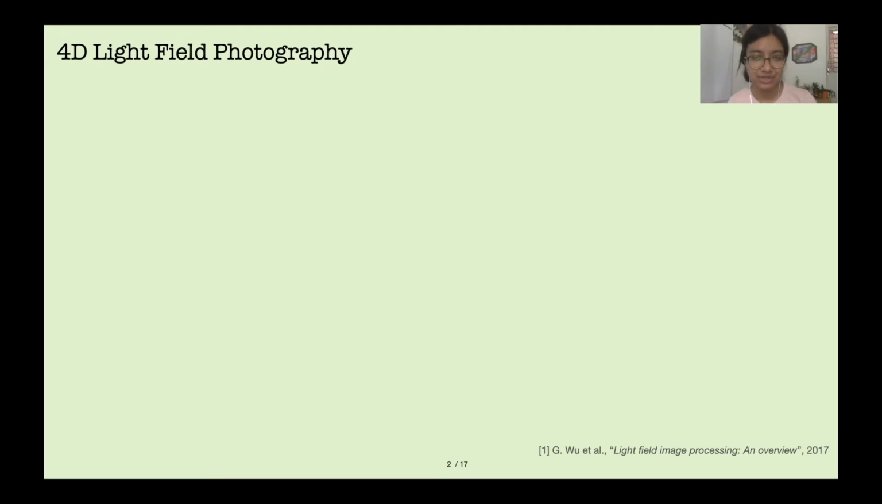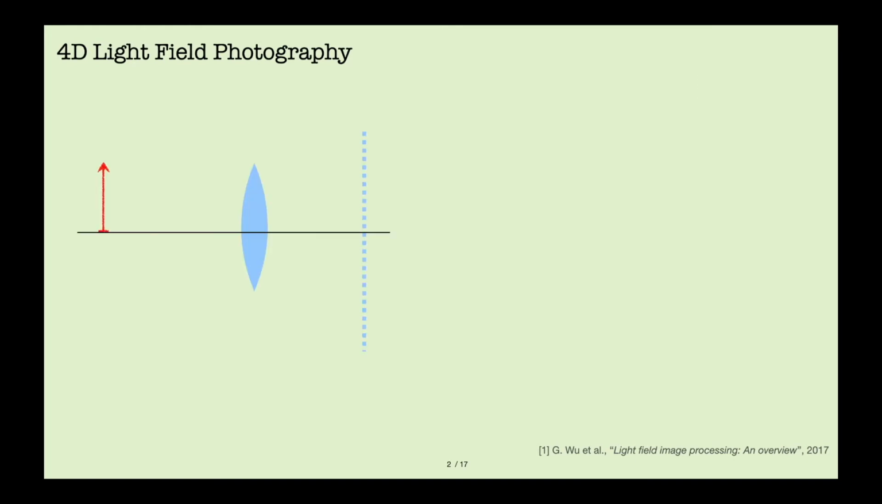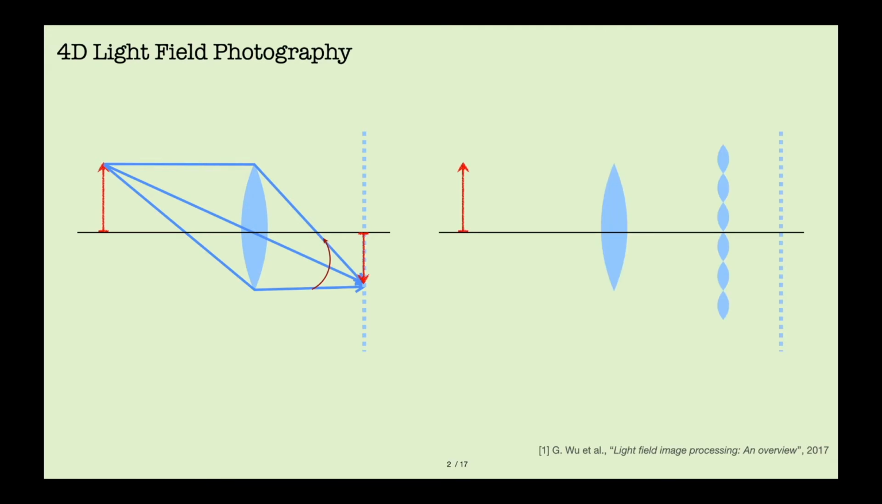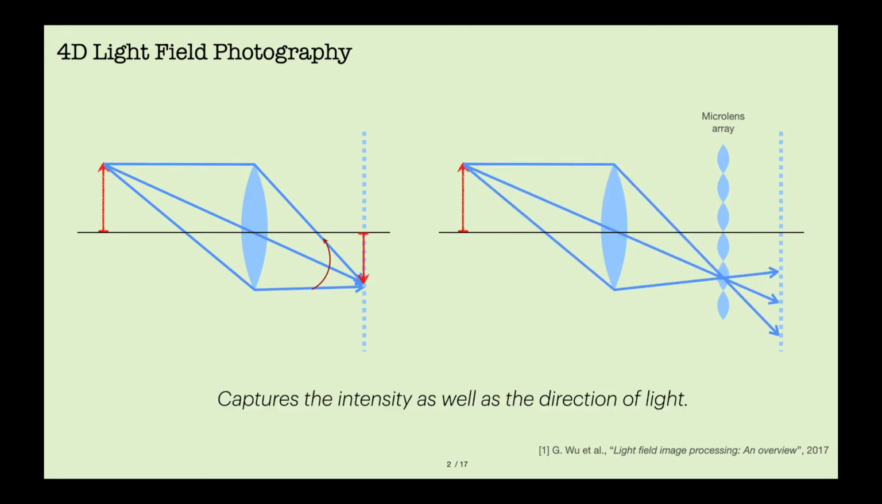The 4D light field captures a much richer representation of the light in our 3D environment as compared to traditional 2D imaging. In traditional 2D photography, the light coming off of a point on an object gets focused by the lens to a point on the sensor. So this captures the intensity coming off of the point, but there is an integration in the angular domain, so we lose the directional information of the light rays. Light field cameras, on the other hand, are equipped with a micro lens array, which helps to separate out the light rays. So this captures not only the intensity, but also the direction of light.